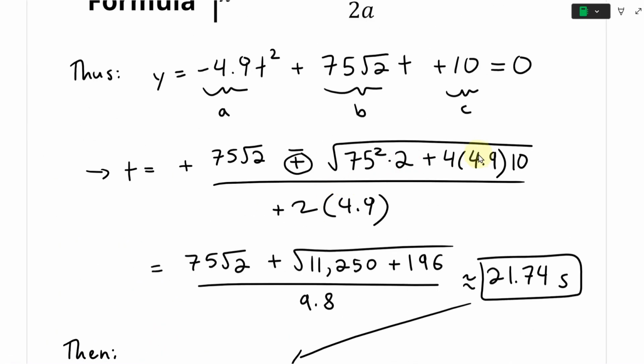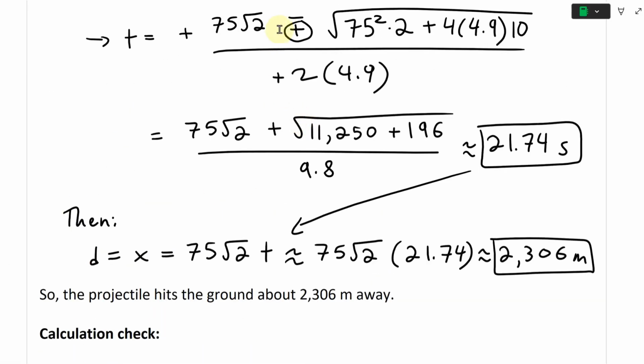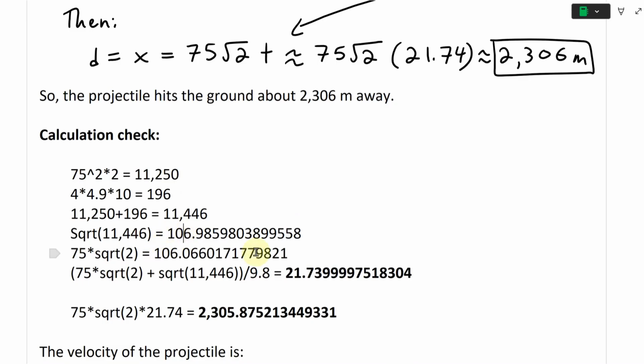I'm not sure why. I think it's because it's 4.9. That's gravity, so it's more of an approximation, because this one is just 75 times square root 2. So that's an interesting setup there. I'm not sure exactly why that's different. But anyways, if you made the negative there, these would pretty much cancel out. I'm not sure about the rounding errors, or it might just be the way the calculator does square roots, it might be different than square root 11,446, etc.